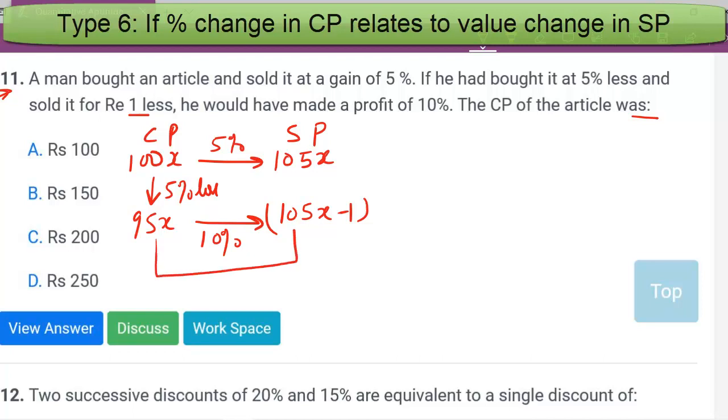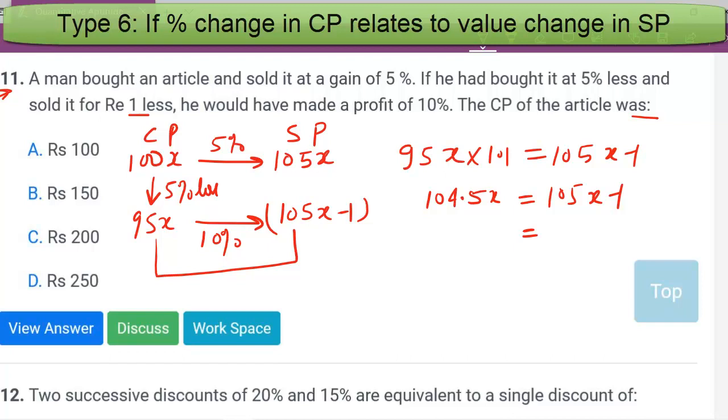So again this is very simple, because if 95x is the cost price and 10% gain, so that means 110% of this. So I just multiply this by 1.1 and I should get 105x minus 1. So now I can write 104.5x is equal to 105x minus 1, or I can write 0.5x is equal to 1, so x comes out to be 2, right?